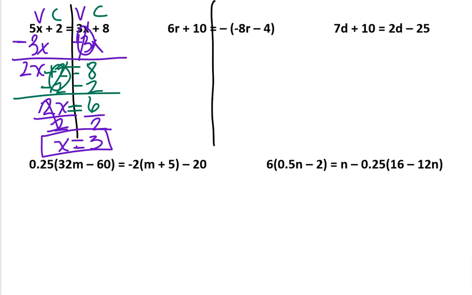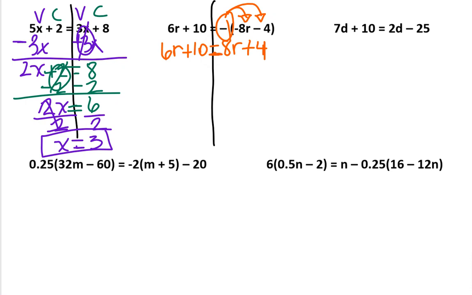So I draw my border here. This time I do have parentheses, so I need to distribute. Here's my invisible 1. Negative 1 times negative 8r is a positive 8r. Negative 1 times negative 4 is a positive 4. And then I bring down everything on the left side because I did not have to distribute there. Okay, so since I'm done with step 2, which was to distribute.